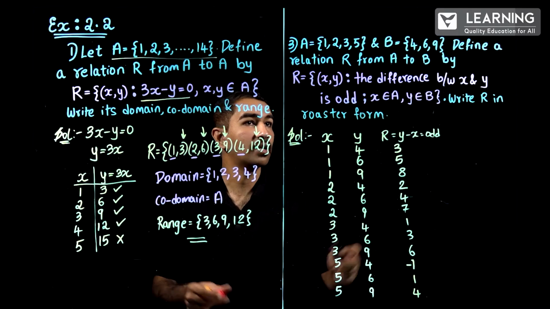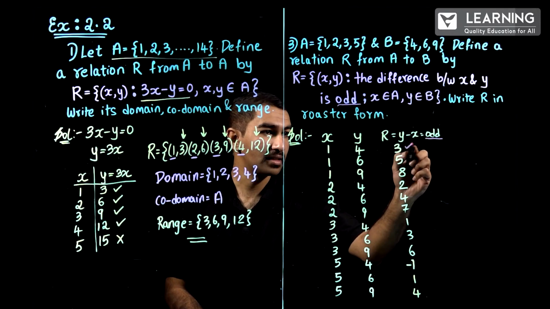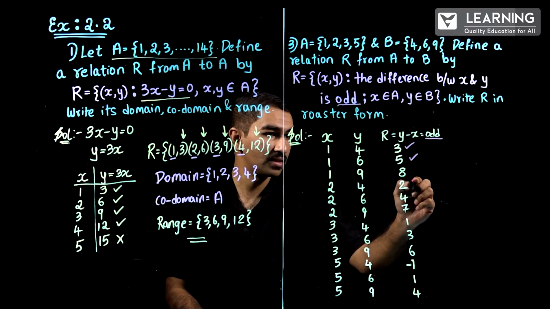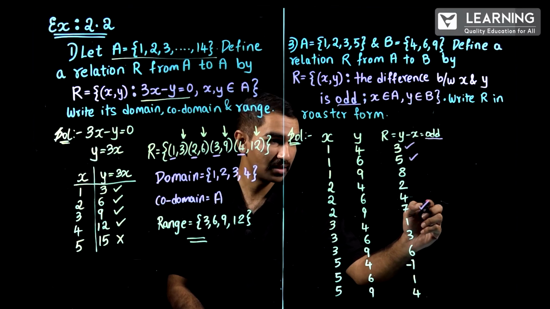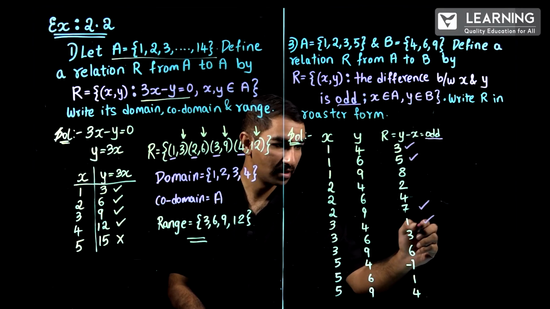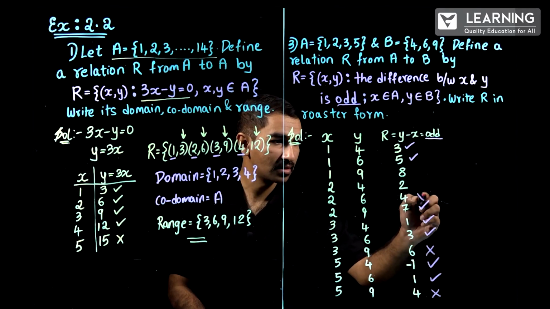So it must be odd, right? See here, odd is written. Here also we have written odd. We can consider this. 8 is even, 2 is even, 4 is even. We can consider this, 1 is also odd, 3 is odd, 6 is not, minus 1 is, 1 is. So we are not considering this, and this.